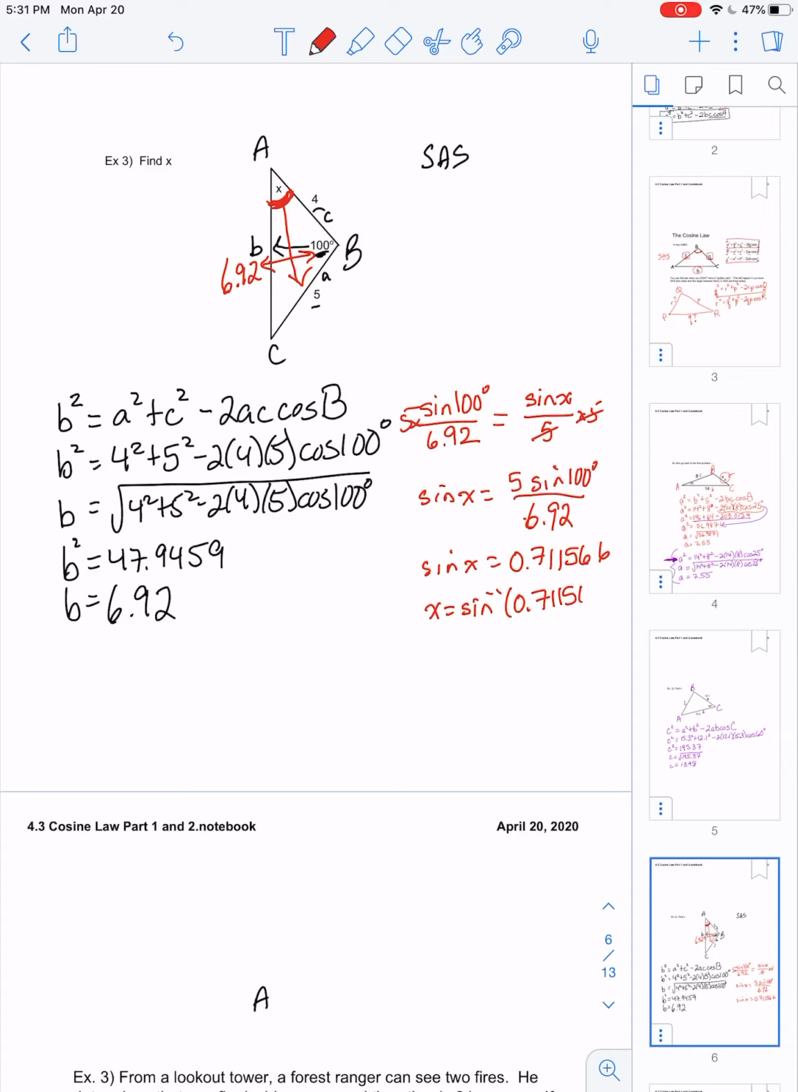And when you do this, you need to hold a minimum of 4 decimal places. Okay, minimum of 4 decimal places. And what you really should do is just leave the whole decimal on your calculator and then do your sine inverse. Okay, you want all of that. So that's 45.4 degrees.